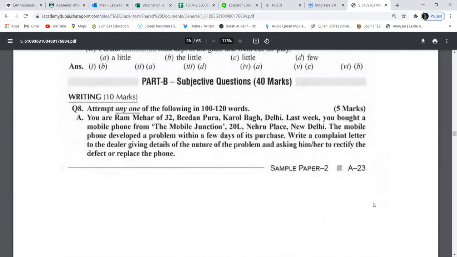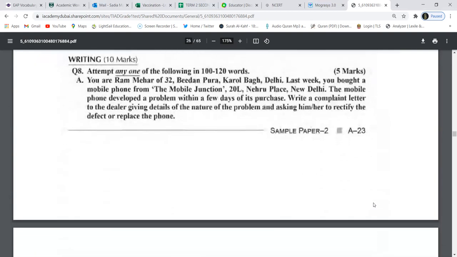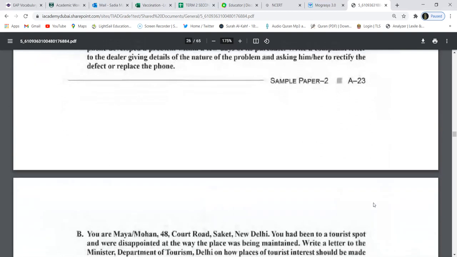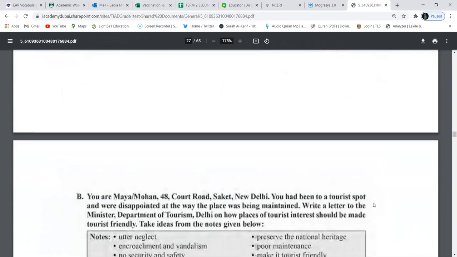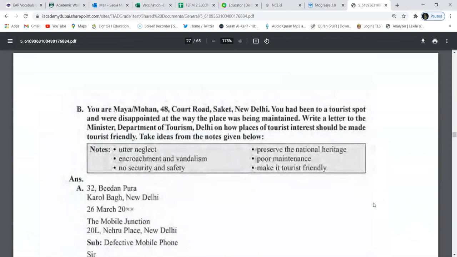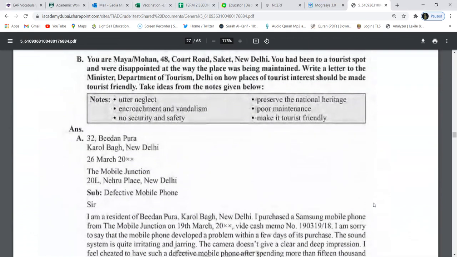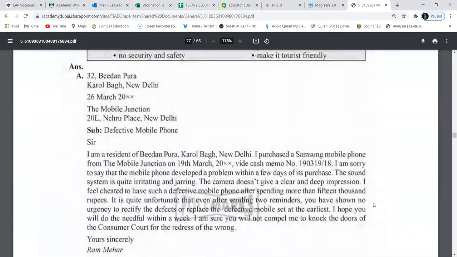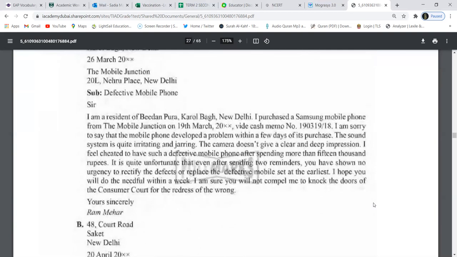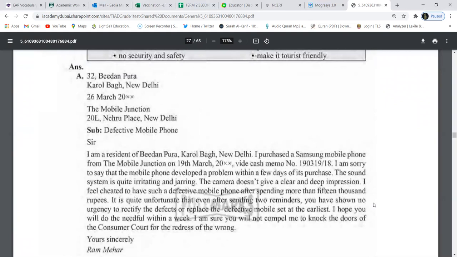Writing for 5 marks, 100 to 120 words. Letter of complaint. Formal letter, official letter. Remember one thing, the address should include the country also and then leave a line.